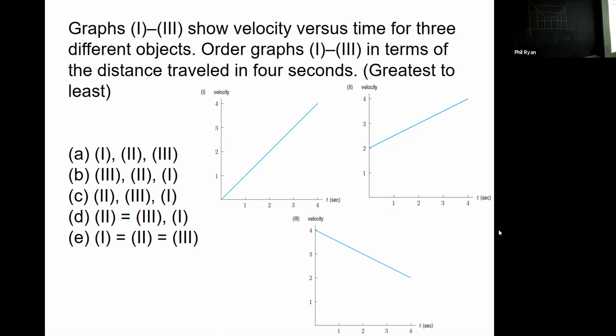Okay, so let's interpret what that means. Distance traveled in 4 seconds, if it's a velocity curve, means it's asking for the area underneath the curve between 0 and 4. So that means we've got to figure out what those areas are. So, anyone like to hazard a guess which one has the greatest area? Everyone agree with that?